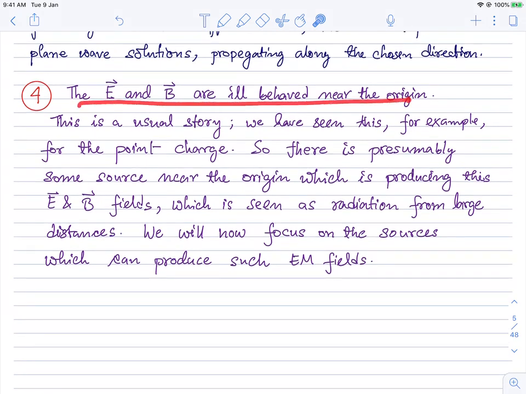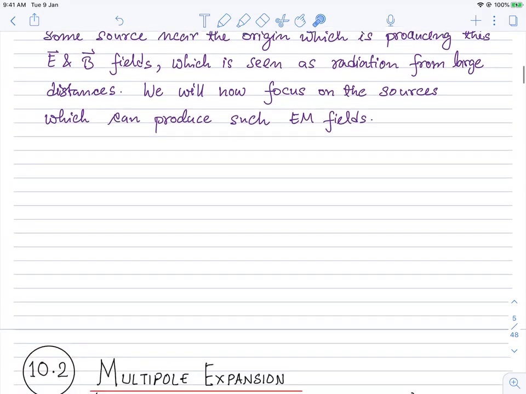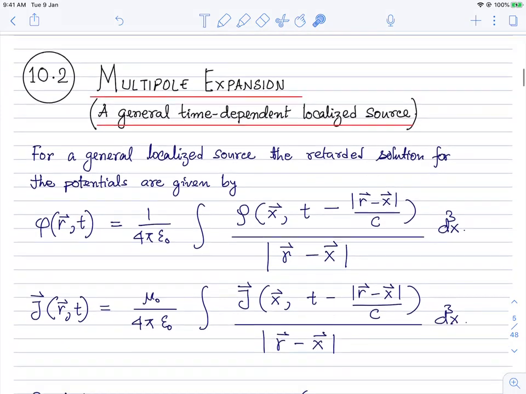And now this is the point, that the electric and magnetic fields are ill-behaved near the origin because they go as 1 over r. So now the question is, what kind of source is giving rise to this kind of waves, or can give rise to this kind of waves? That is what we are going to investigate now. We'll now look at the sources that give birth to this kind of radiation of spherical electromagnetic waves. So with that, we move on to our next section.